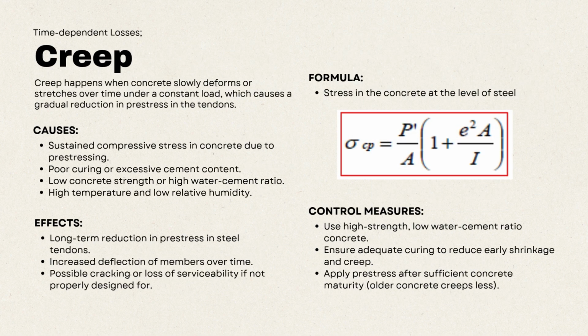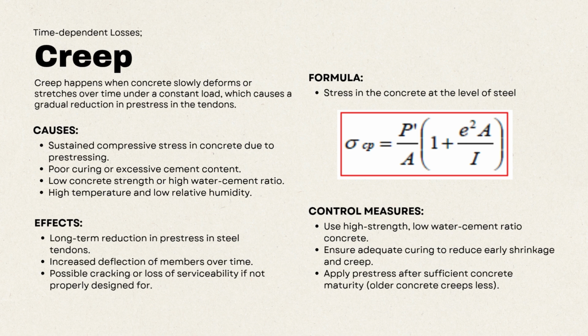Time-dependent losses. Creep. Creep happens when concrete slowly deforms or stretches over time under a constant load, which causes a gradual reduction in pre-stress in the tendons. What are the causes? Sustained compressive stress in concrete due to the pre-stressing, poor curing or excessive cement content, low concrete strength or high water-cement ratio, high temperature and low relative humidity. The effects of creep are long-term reduction in pre-stress in steel tendons, increased deflection of members over time, and possible cracking or loss of serviceability if not properly designed for.